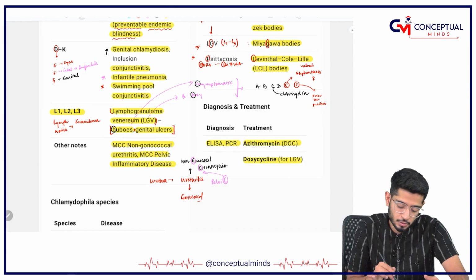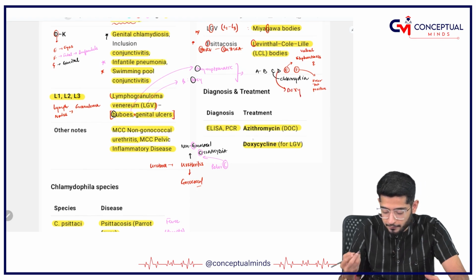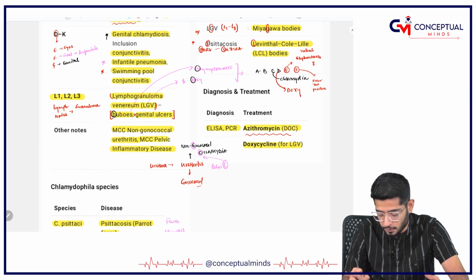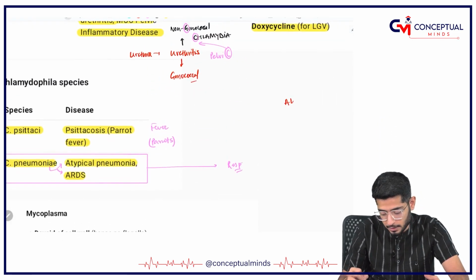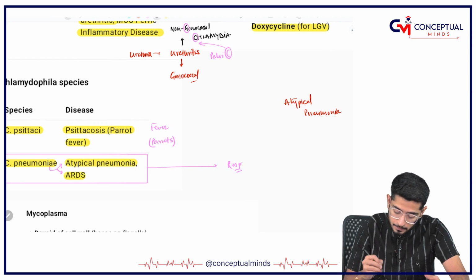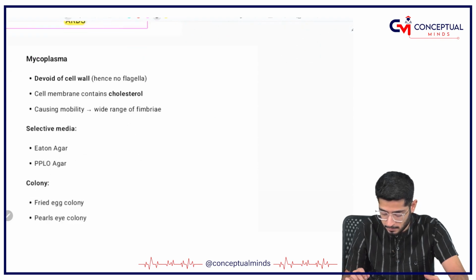But for LGV you give doxy. I have told you this, D is nothing but doxy, that's important. So for everything else, the drug of choice is going to be azithromycin. And in fact, for all the atypical pneumonias, let me just mention, which drug do we give? A for atypical and A for azithromycin.